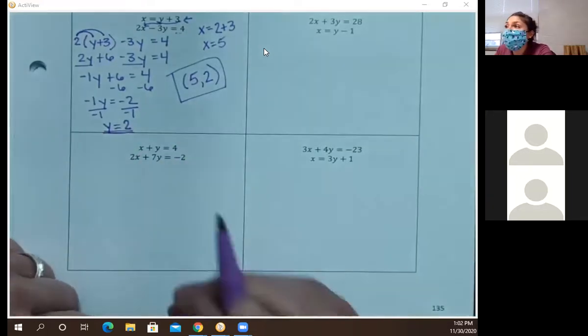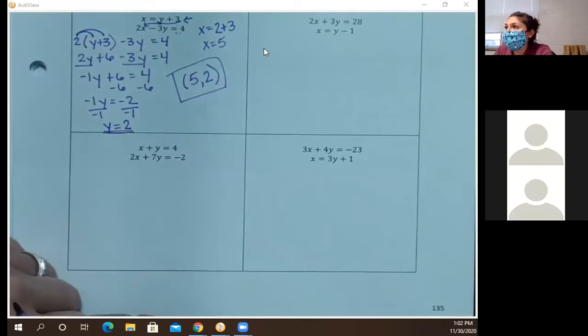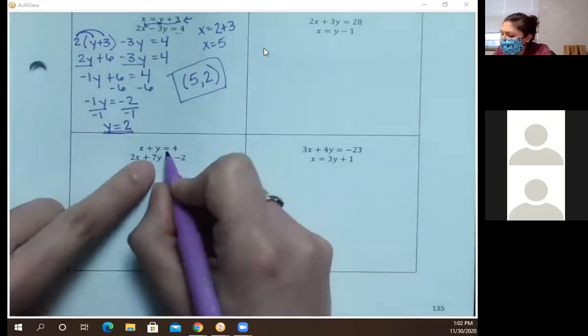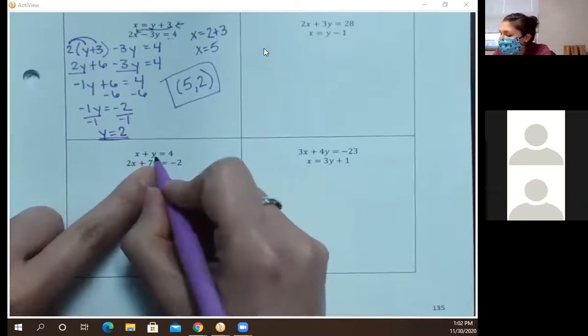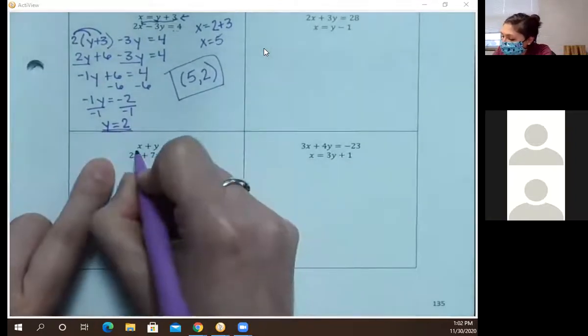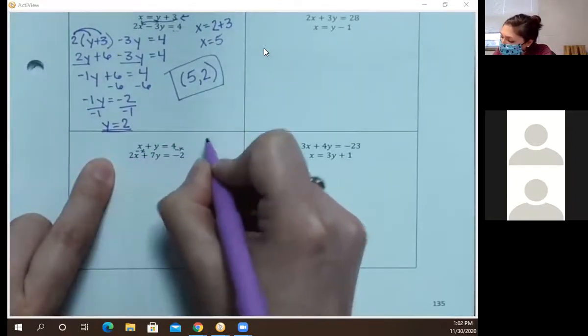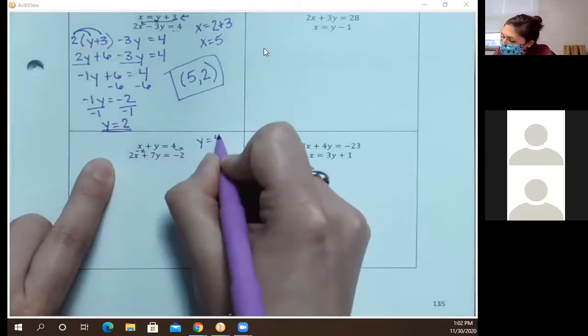For the top one, I only have to move the thing I don't want, okay? So since we had x equals for the last couple, let's get the y by itself this time. So that means I need to move the x. So I get y equals 4 minus x.